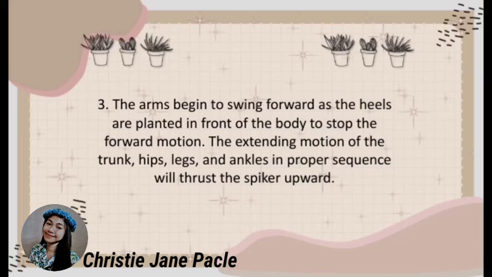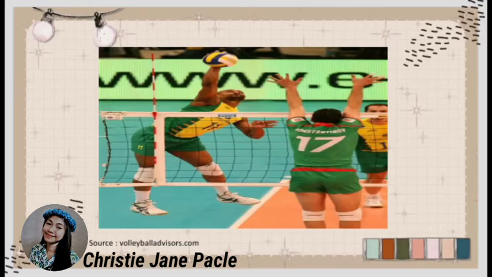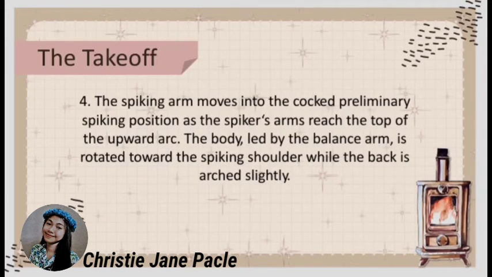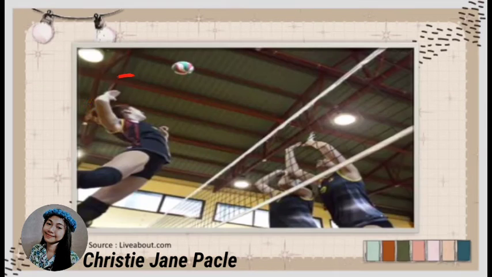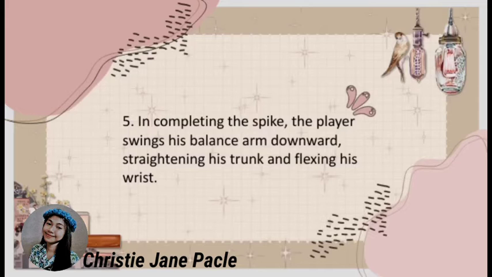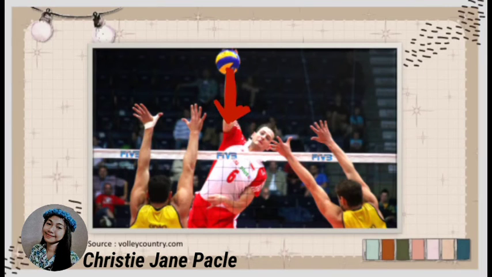Number 3. The arms begin to swing forward as the heels are planted in front of the body to stop the forward motion. The extending motion of the trunk, hips, legs, and ankles in a proper sequence will thrust the spiker upward. In continuation, the spiking arm moves into the cocked preliminary spiking position as the spiker's arm reaches the top of the upward arc. The body, led by the balance arm, is rotated toward the spiking shoulder while the back is arched slightly. And lastly, in completing the spike, the player swings his balance arm downward, strengthening his trunk and flexing his wrist.